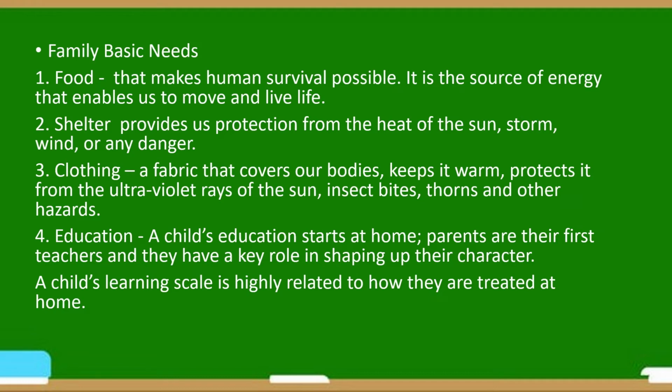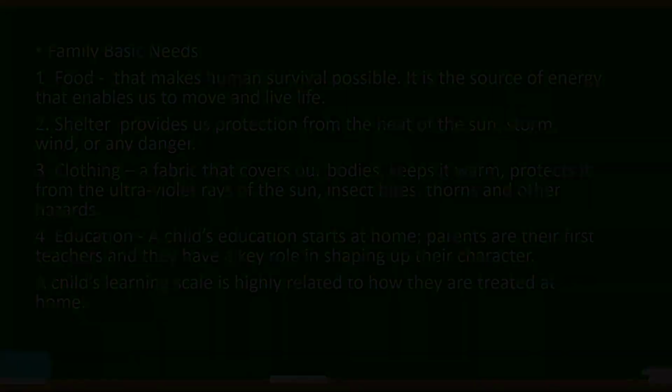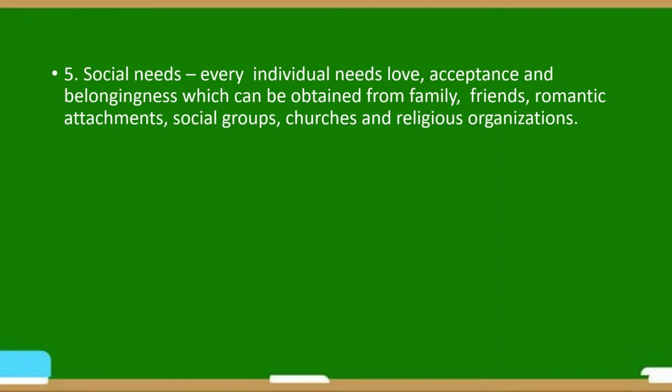Fourth is education. A child's education starts at home. Parents are their first teachers. A child's learning scale is highly related to how they are treated at home. And we have the fifth, social needs. Every individual needs love, acceptance, and belongingness, which can be obtained from family, friends, romantic attachments, social groups, churches, and religious organizations.